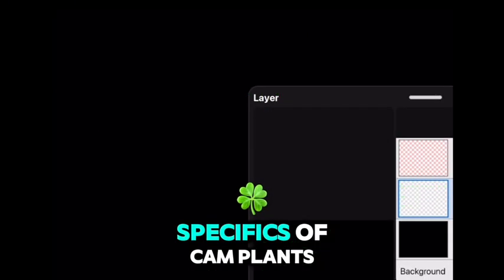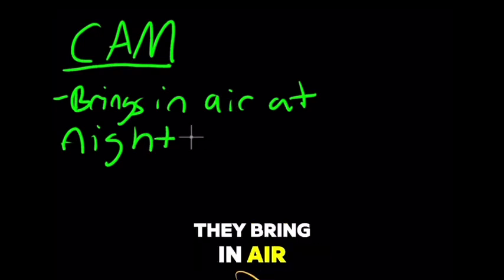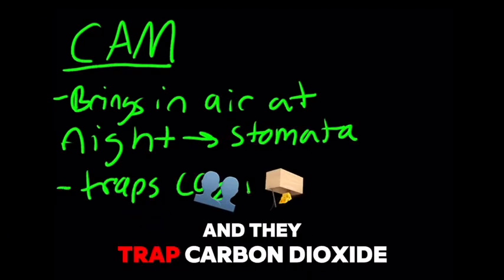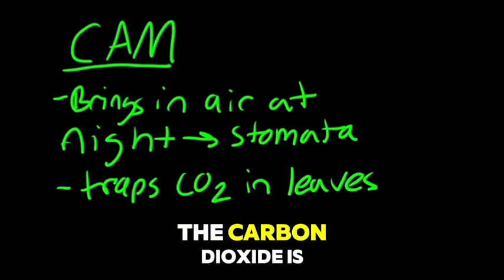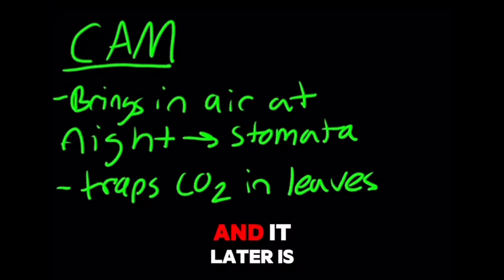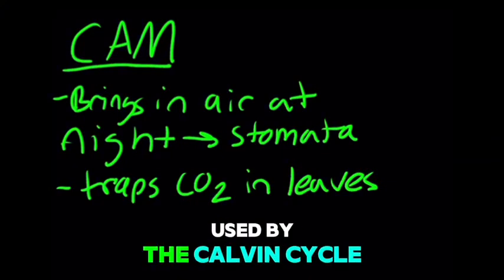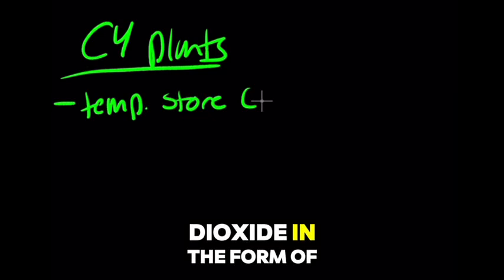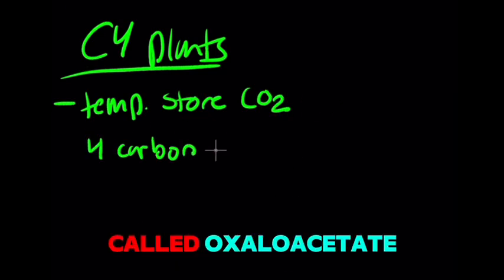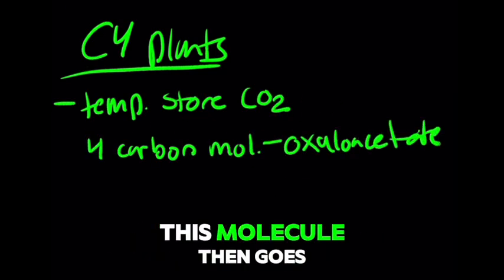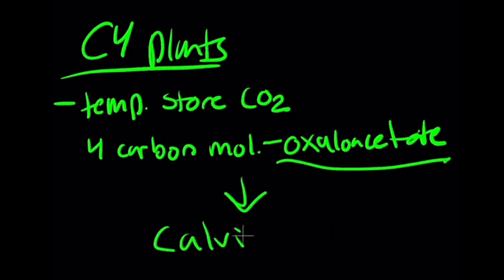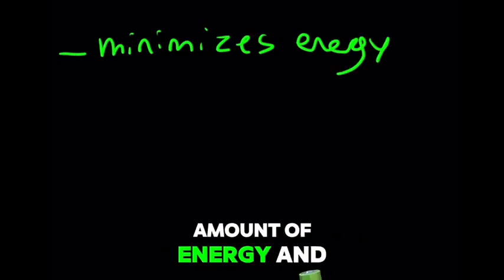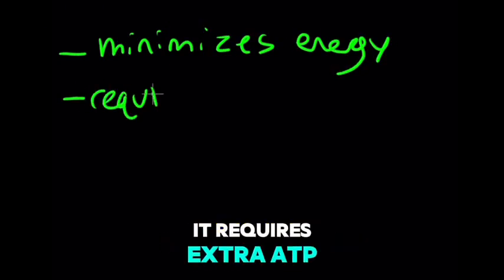So what are the specifics of CAM plants? So what they do is that CAM plants, they bring in air at night through their stomata, and they trap carbon dioxide in leaves. The carbon dioxide is stored as malic acid, and it later is used by the Calvin cycle. Moving on to C4 plants, they temporarily store carbon dioxide in the form of a 4-carbon molecule, and that's called oxaloacetate. This molecule then goes into the Calvin cycle. So this process is actually an adaptation that specifically minimizes the amount of energy and nutrient loss, but it requires extra ATP to continue.